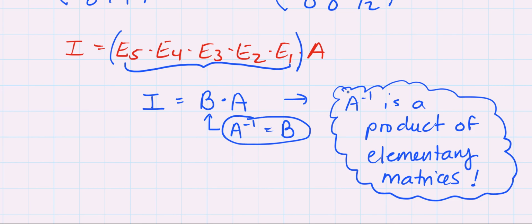So whenever I give you a matrix and I ask you to find the inverse, you can use this process to find the inverse. You just multiply all of these elementary matrices together and that will give you the inverse.